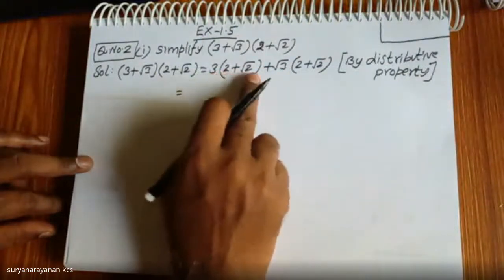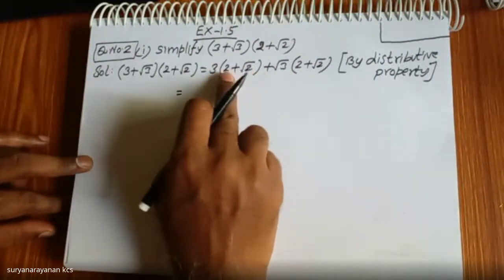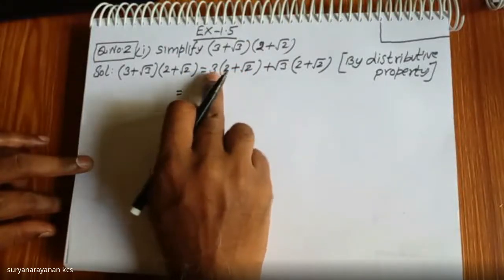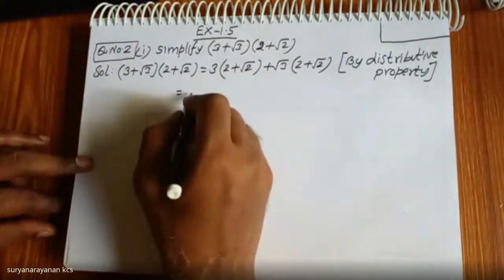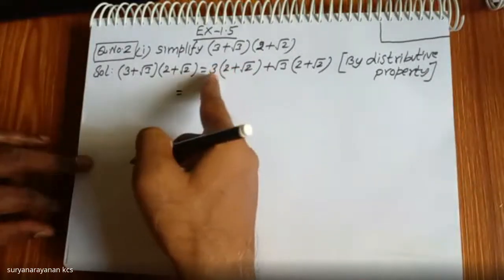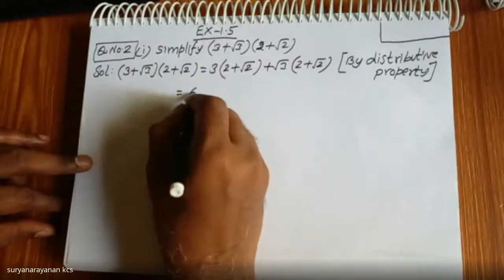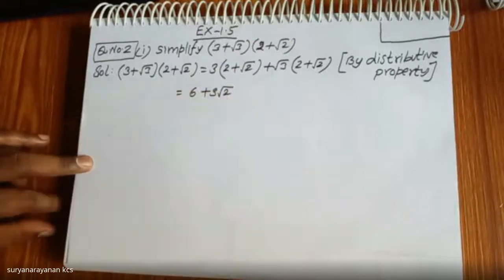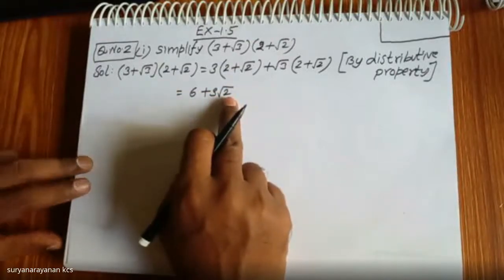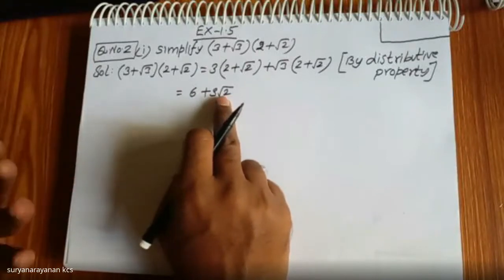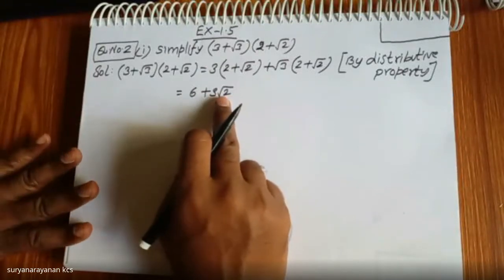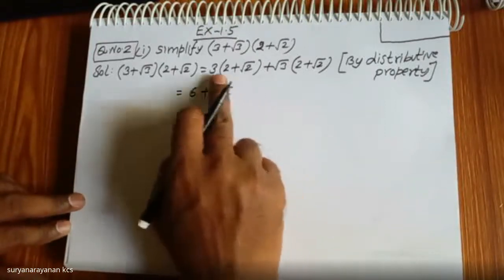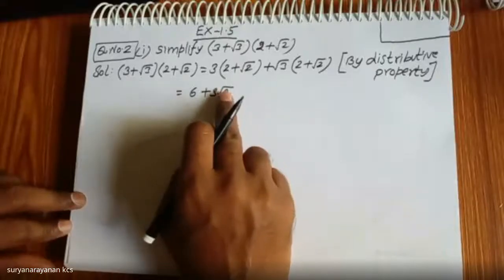Again, we use the distributive property. 3 into (2 plus root 2). Here in these brackets there are two terms, and we have to multiply both terms by 3. So, 3 into 2, what will you get? 3 2s are 6, plus 3 into root 2, which is 3 root 2. 3 root 2 means 3 into root 2 only. We ignore the into symbol. Here it is multiplication.